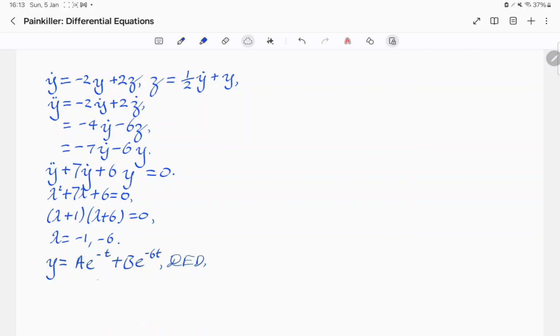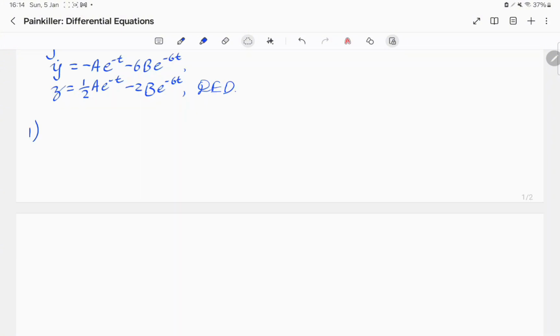We can now find y dot, which is equal to negative a e to the negative t minus 6b e to the negative 6t, and we can substitute these back for z equals half a e to the negative t minus 2b e to the negative 6t as required.